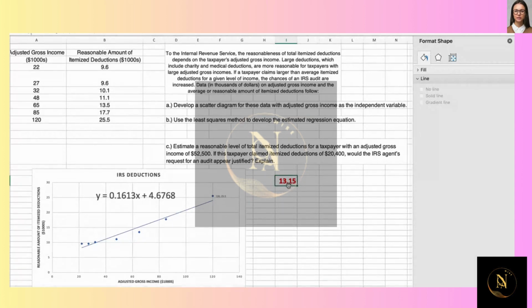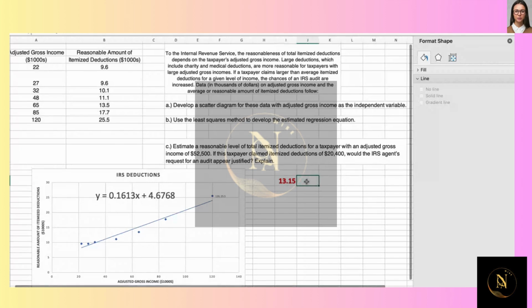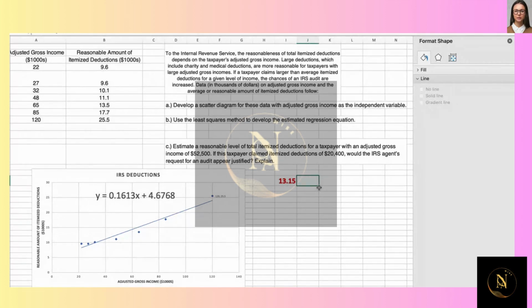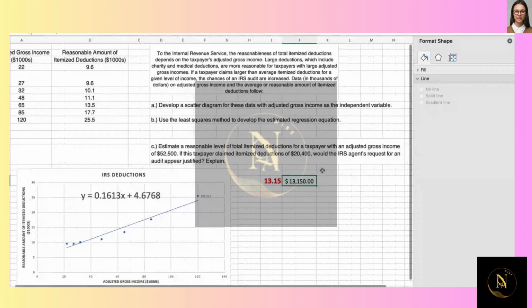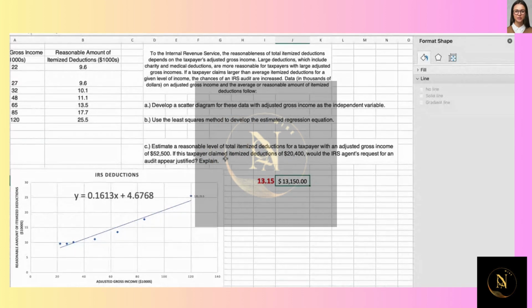and it would be 13.15, which is in the thousands. So that would be 13.15 thousands. If I move my decimal point three times, 1, 2, 3, so that's in money, that is a total of $13,150. If this taxpayer claimed itemized deductions of $20,400, would the IRS agent's request for an audit appear justified?